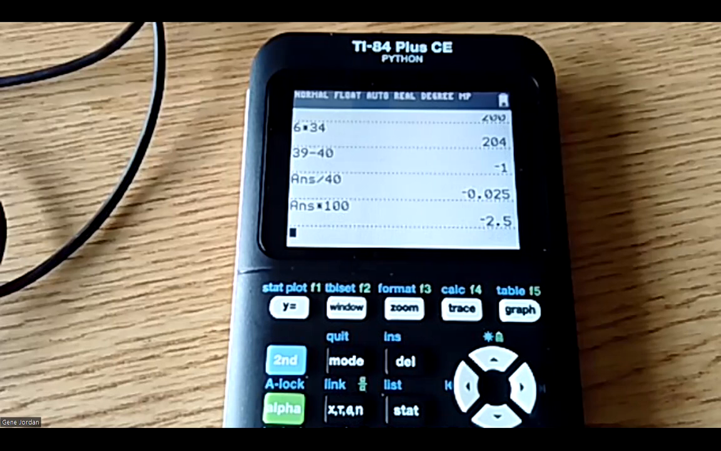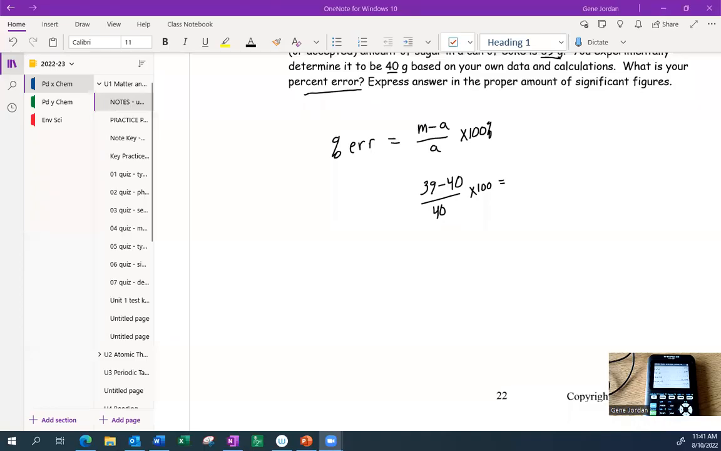Sorry, trying to get back to my share screen. Here we go. So we have this as 2.5%, but negative because it's an under value. All right, hopefully that answers any questions you have. That's it for the notes.